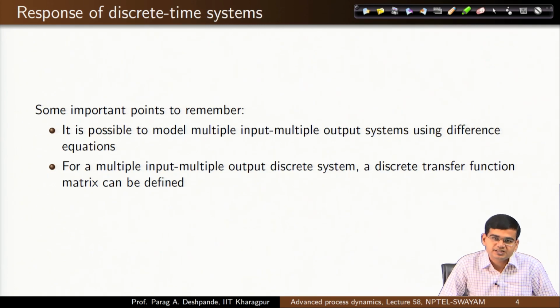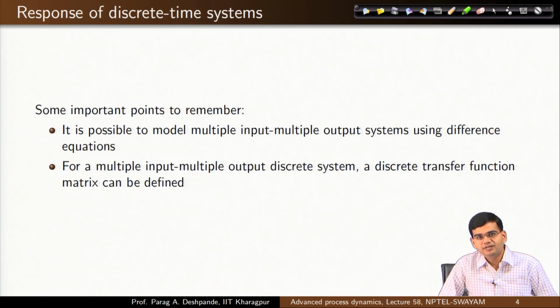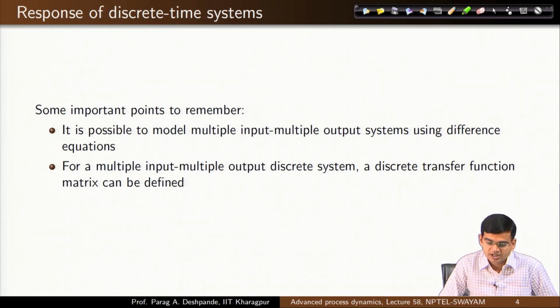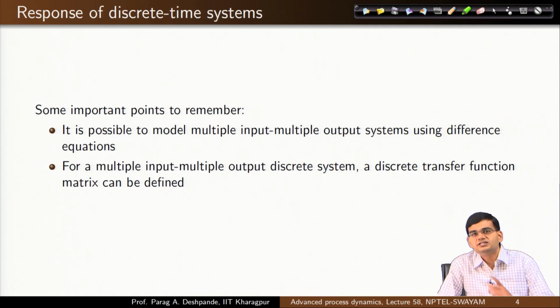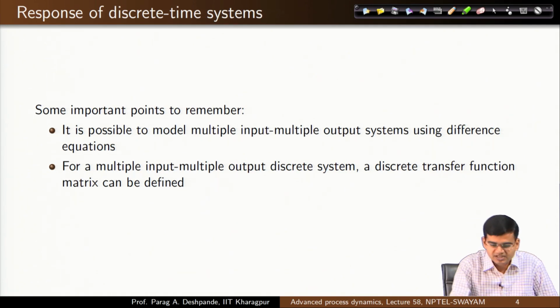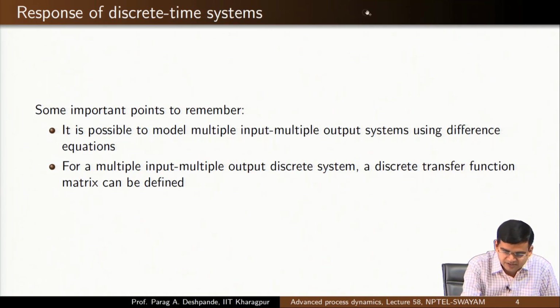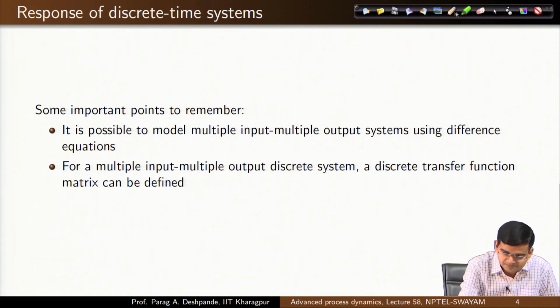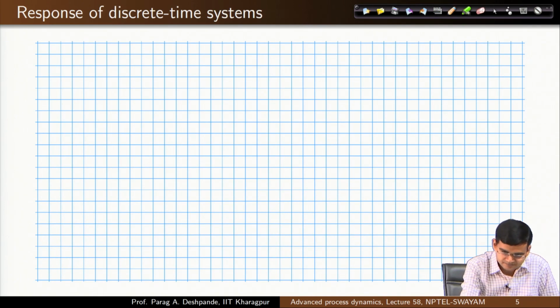Turns out that yes, it is possible. Now, when you do a multiple input multiple output (MIMO) analysis of discrete time systems, you get a system of difference equations. Let us quickly see how we get it for a single input single output system, and then we can extend this.